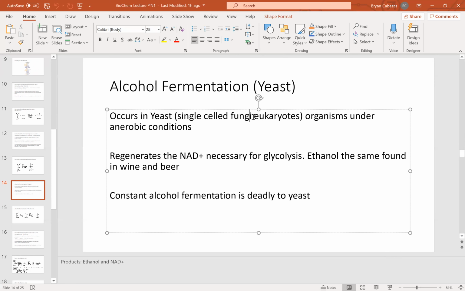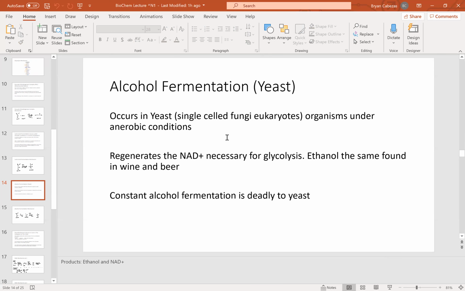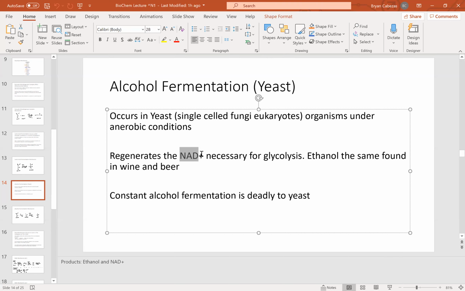So remember, fungus is also underneath the umbrella term of eukaryote. Just like us humans, it's just a single-celled eukaryote. That's something you don't see very often, a single-celled eukaryote. That's what a yeast is. And basically the yeast is under the same conditions as us, right? It just doesn't have any oxygen and wants to keep producing ATP from the oxidation of glucose. So it's going to make sure it has the ability to continue those redox reactions by regenerating the NAD+.